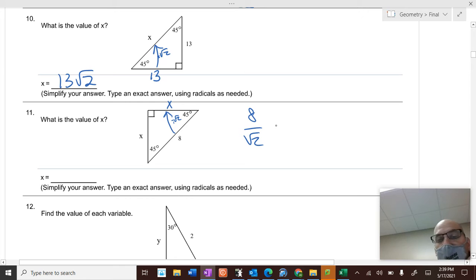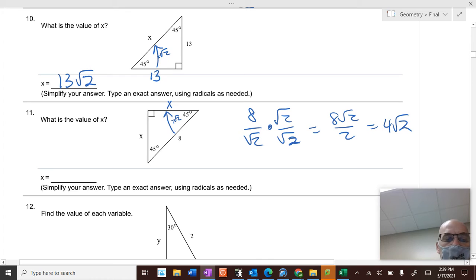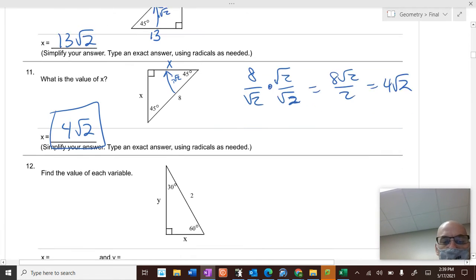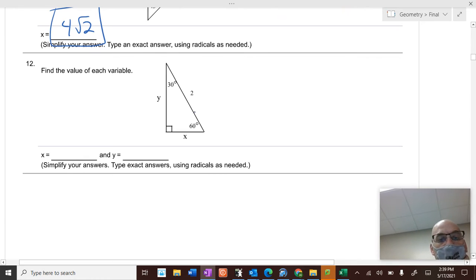Can't leave square root of 2 on the bottom, so you multiply top and bottom by square root of 2. So it's 8 square root of 2 over 2, or 4 square root of 2. Got to simplify it all the way down to 4 square root of 2. Okay.